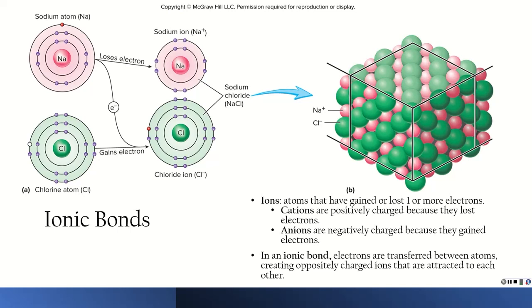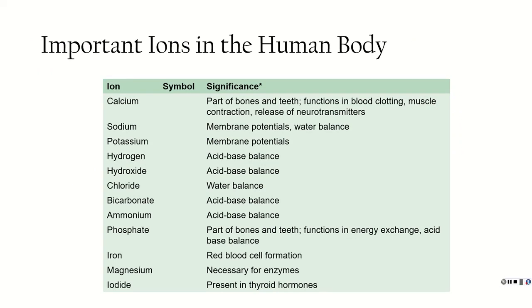It can be a very strong bond, mainly from the fact that they're very organized, because each atom wants to touch as many other atoms in the bond structure as possible, so it's highly organized. Hence why we get crystals from ionic bonds, right? And here's some examples of important ions in the body. We're not getting too bogged down here with it. Calcium, sodium, potassium, hydrogen, hydroxide, chloride, bicarbonate, ammonium, phosphate, iron, magnesium, iodide, right? All of these things are ions in the human body.